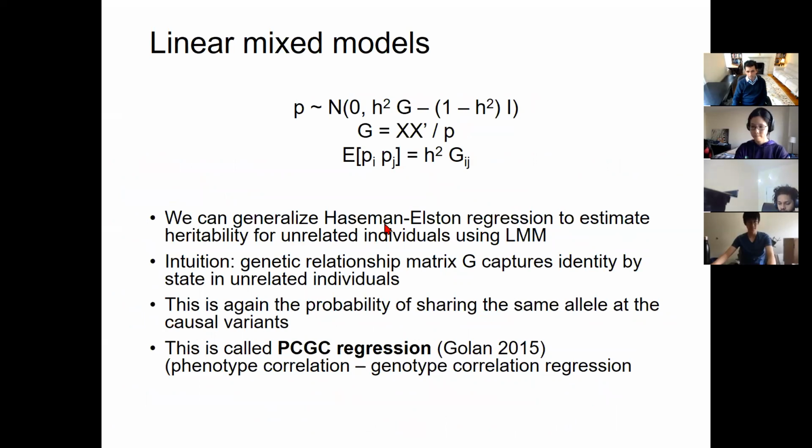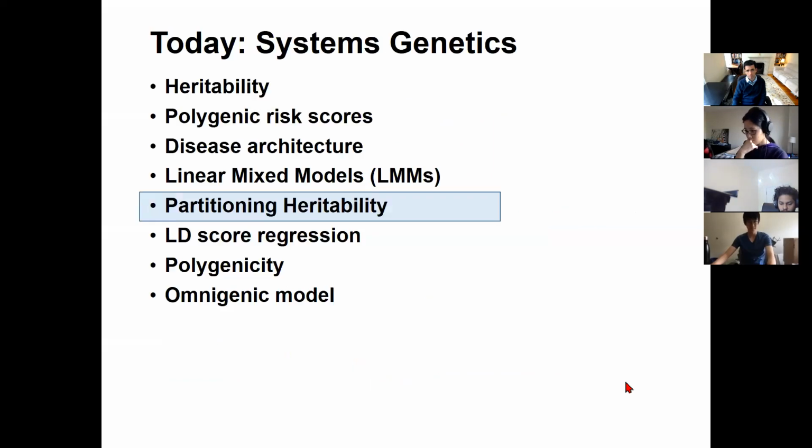So you can basically generalize this Haseman-Elston regression that we saw previously, of genetic correlation versus phenotypic correlation. And you can use the genetic relationship matrix G to capture the identity by state in unrelated individuals. And that's the probability of sharing the same allele at the causal variance. And this is known as PCGC regression, which is phenotypic correlation by genotypic correlation. The phenotypic correlation is taking pairs of individuals and asking how shared are their phenotypic variables. And GC is genotypic correlation, which is asking how shared are the subset of genetic variables. So that's phenotype correlation, genotype correlation regression.